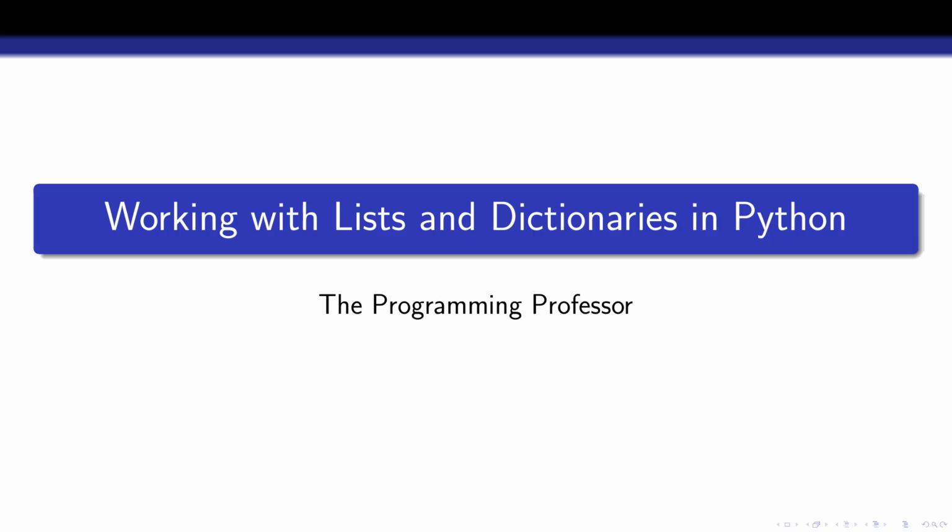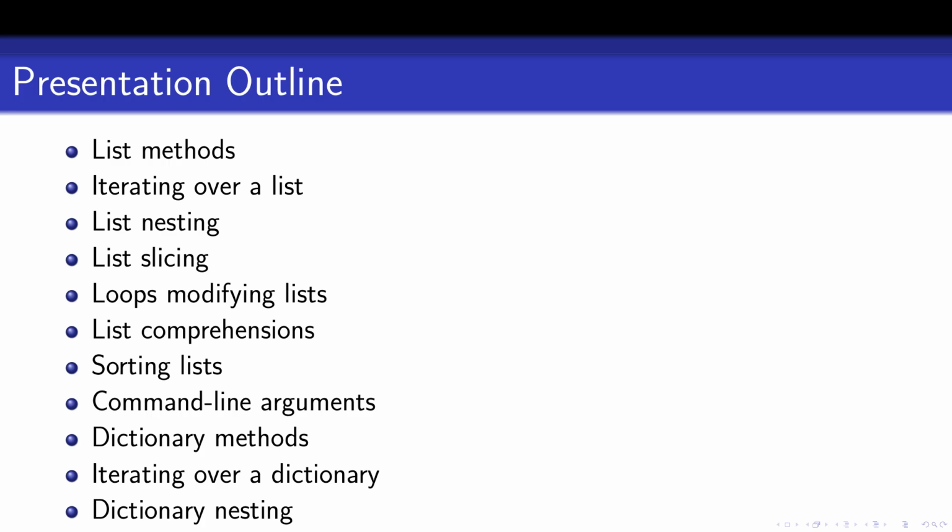Working with Lists and Dictionaries in Python by the Programming Professor. In this module, we'll take a structured look at how Python handles lists and dictionaries. You'll learn how to work with list methods, loops, nesting, slicing, list comprehensions, and sorting techniques. We'll also walk through command line argument handling using sys.argv.